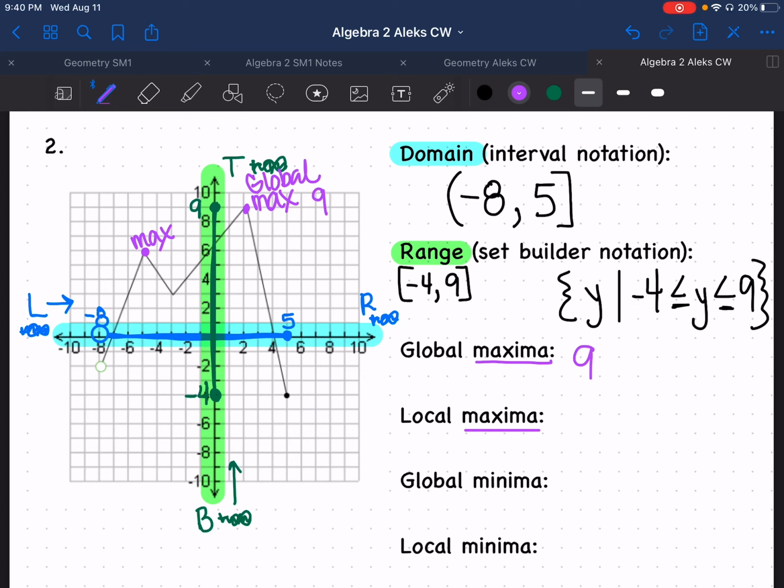I'll go ahead and put it in the purple. This other max that I have is going to be a local max. And so I just need to figure out what its y value is. Go to the green, 6. Could there be more than one? Yes. You could separate them with a comma. You could separate them with the and symbol.